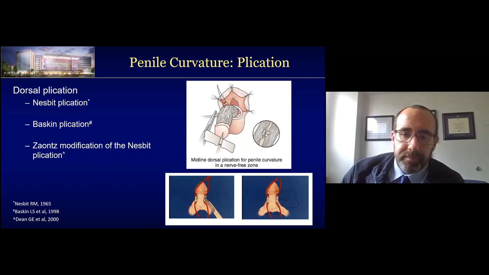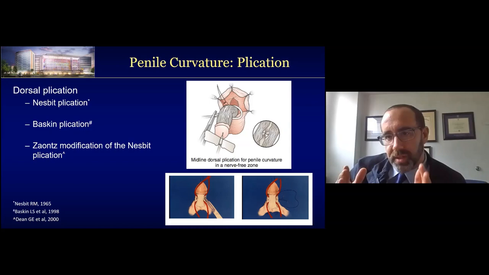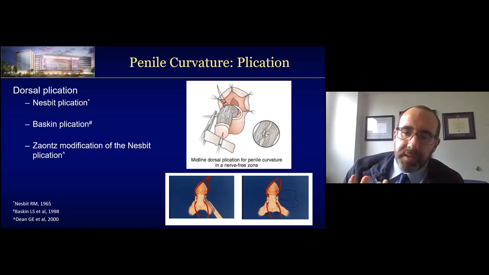Down here on the bottom, this is the Yachia modification of the Nesbit plication, where the difference between the top one and the bottom one is that you have two parallel incisions on the dorsal aspect of the penis instead of just one right in the middle. And you see they have these, basically looks like vessel loops, used to mobilize the neurovascular bundles so that you can move them to the side, place your plication sutures underneath, and get a little bit closer to the dorsal midline so that you can spare the neurovascular bundle there.